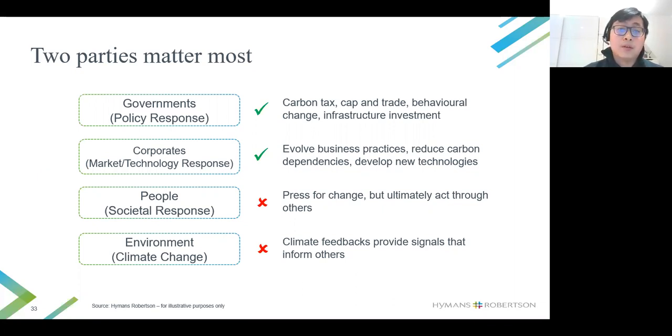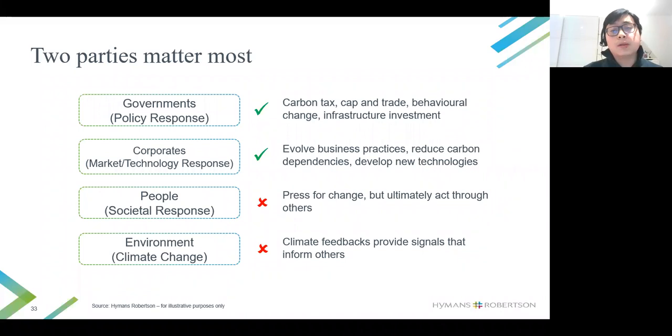Finally, we have governments, who have the ability to implement policies to drive corporates to take actions, for example, through imposing higher carbon taxes. And this will have a direct impact on the level of carbon emissions. Governments also have the ability to encourage investments in infrastructure which will help the transition into a green economy.